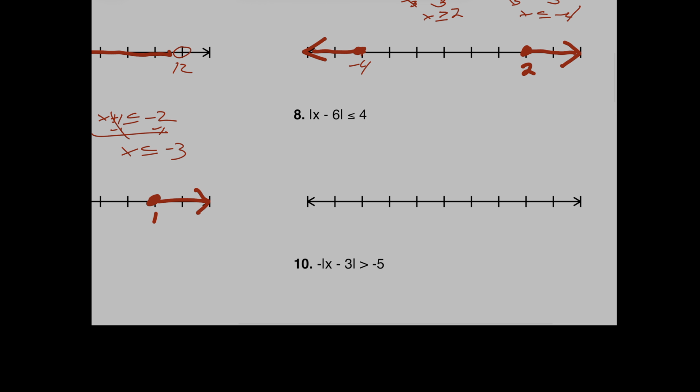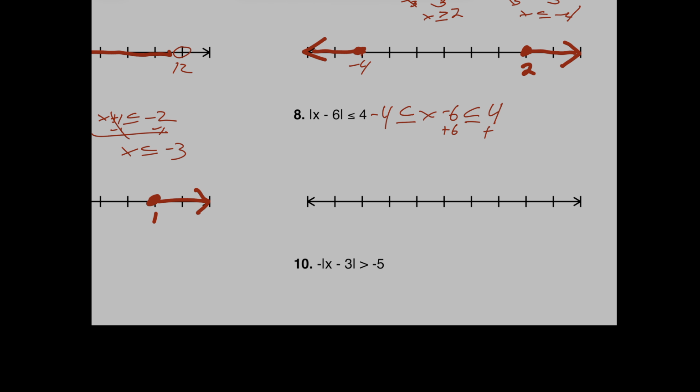All right, so let's keep going here. x minus 6 is less than or equal to 4. Less than or equal means it's an innie. x minus 6, and I'm going to do one of these guys. And this is going to be a 4, and that's going to be a -4.